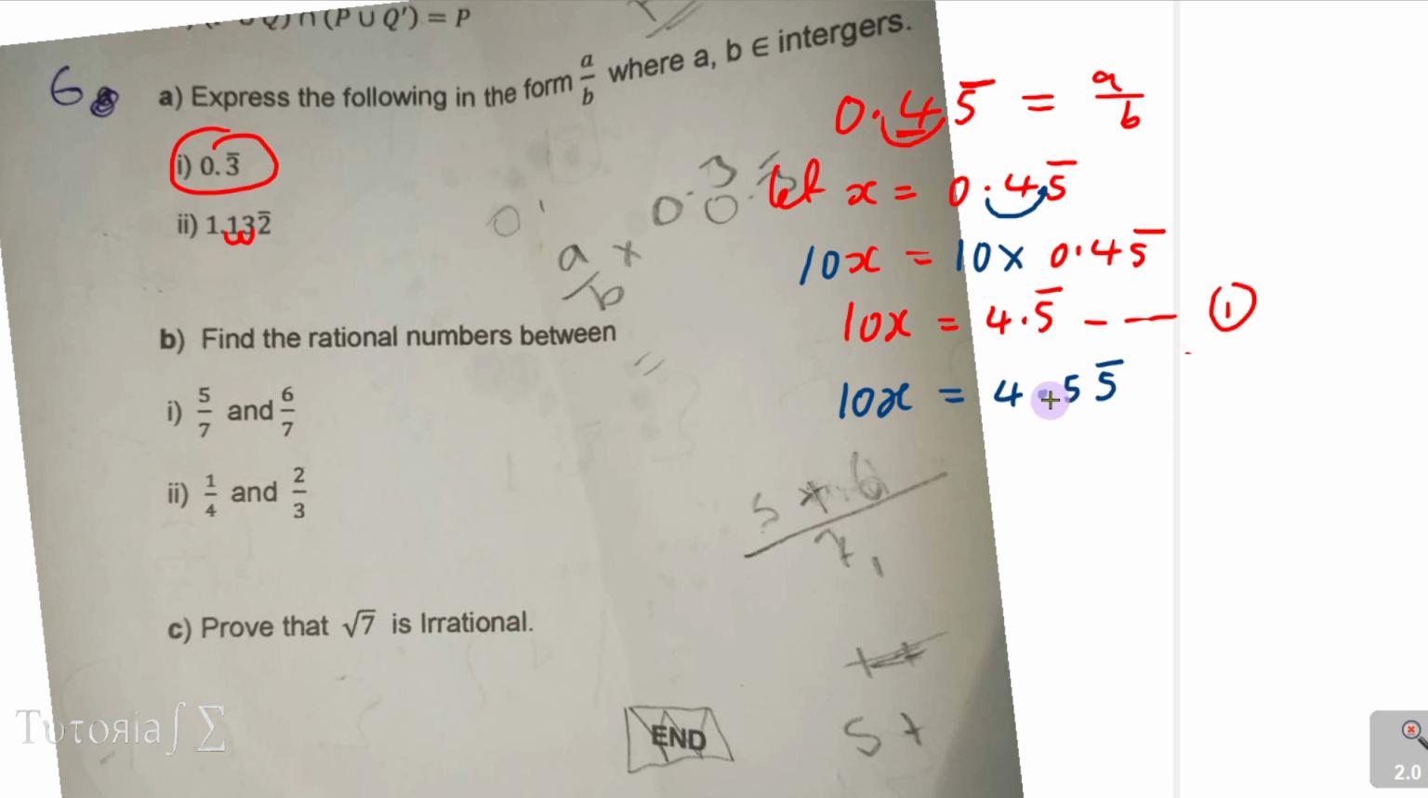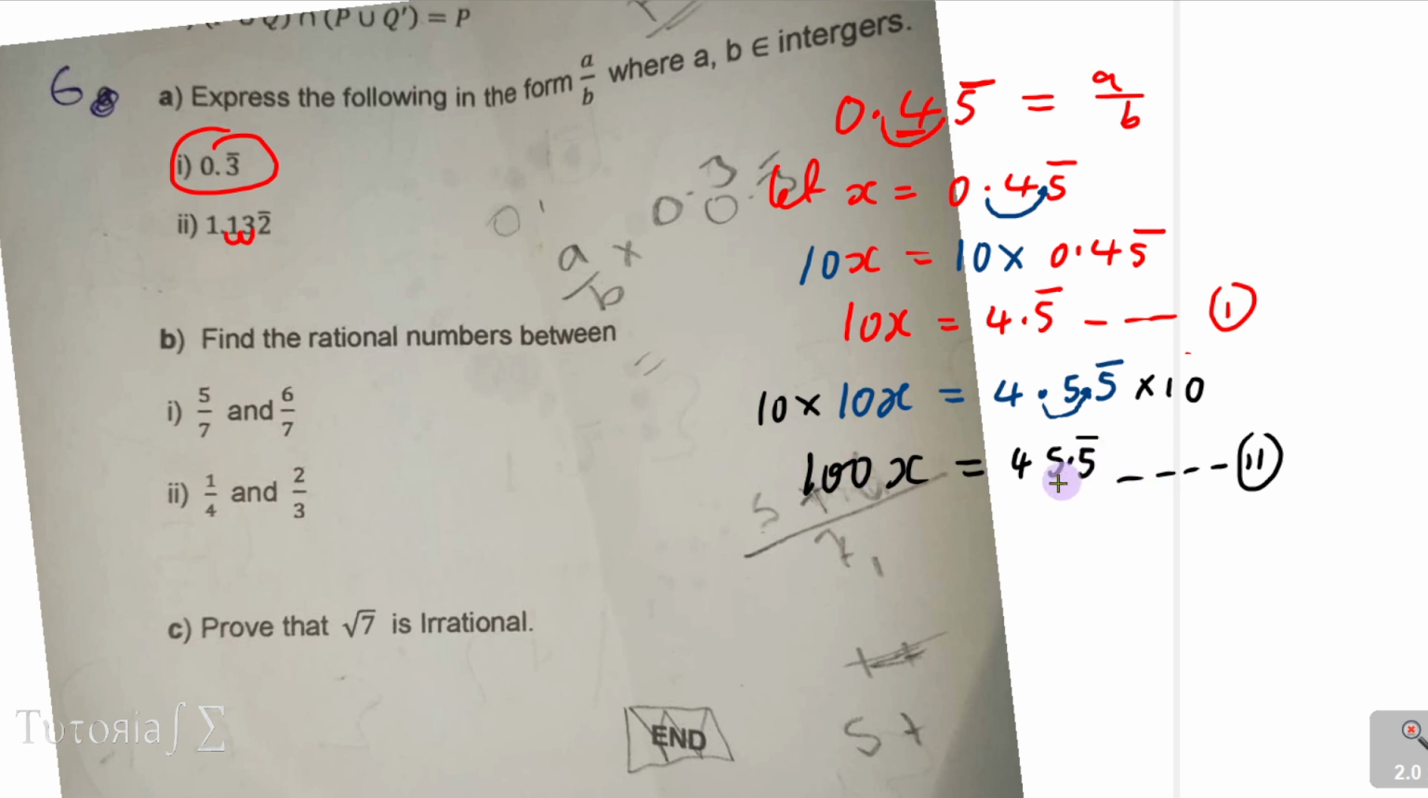Then you want the decimal now to move again to just before the number with the bar. So for it to move, it means that we have to multiply both sides by 10 again. So when you multiply this side by 10 and this side by 10, you would have 100x is equal to 5.5 bar, and that would be your equation 2.